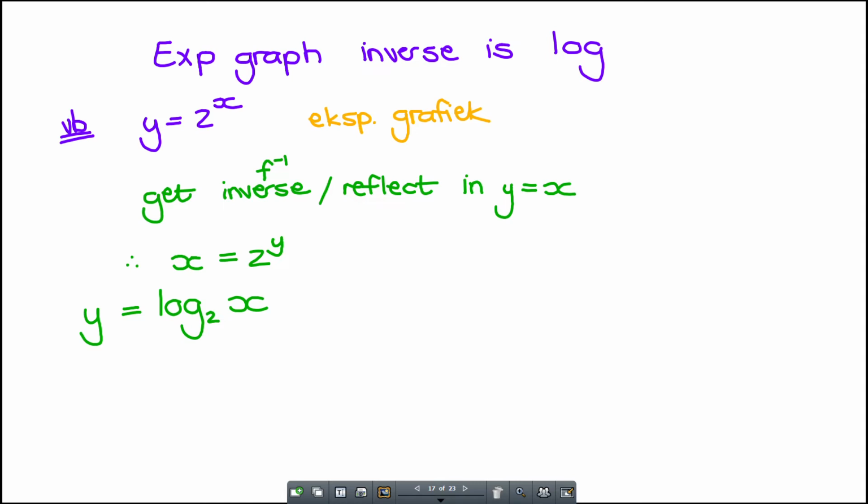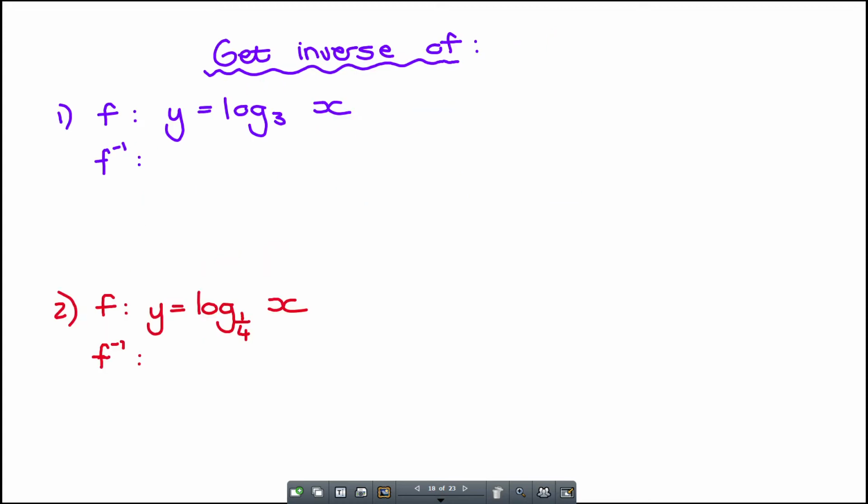Okay. I'm now going to show you the difference between these things. Okay, hands up, we're still copying here. Good, excuse me, I forgot. So now you quickly do for me: get the inverse of f at each one of these two.